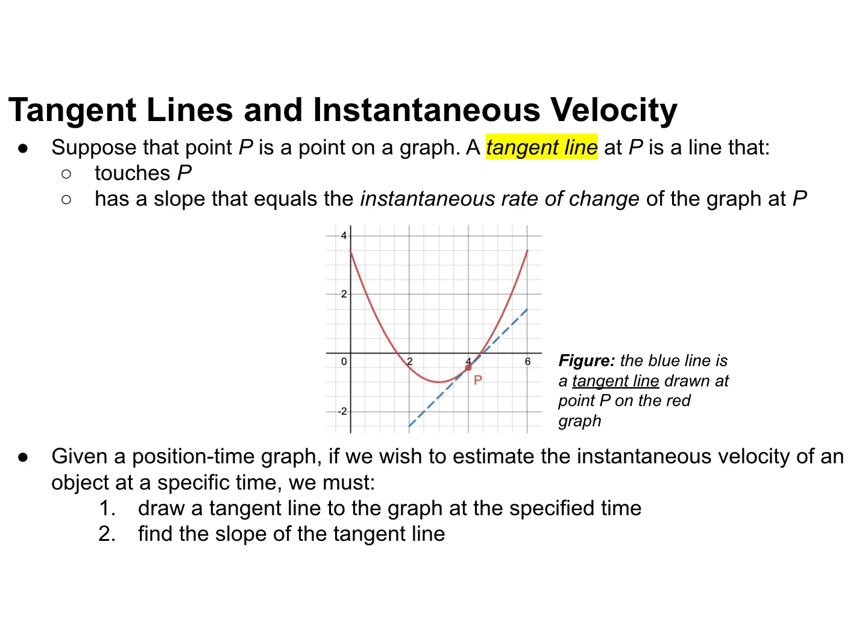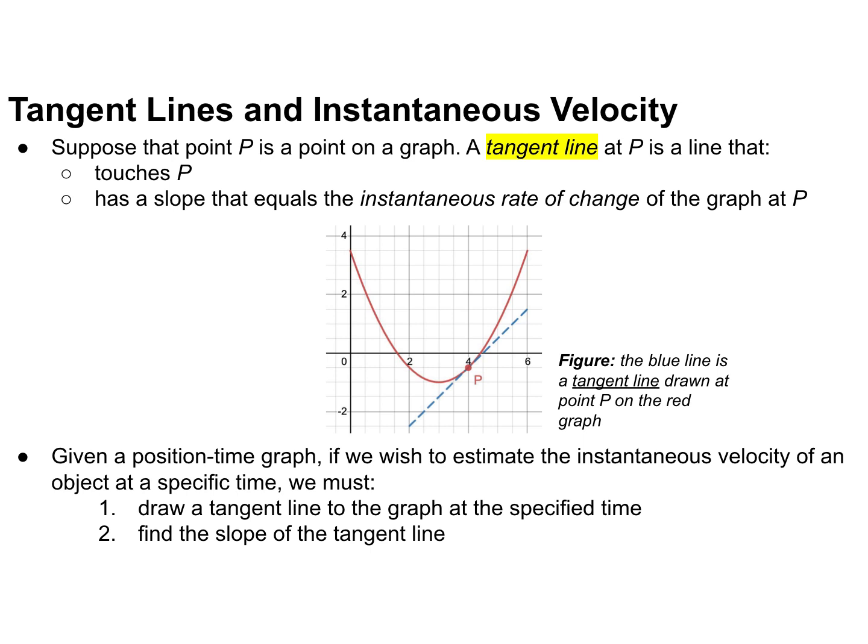Okay, so next, tangent lines and instantaneous velocity. First, the definition of a tangent line. It's a math word. Suppose that point P is a point on a graph. A tangent line at P is a line that touches the point P and has a slope that equals the instantaneous rate of change of the graph at P. So I drew one down below to try to show you what's meant by that. You pick any point P on a curve, and for that point, you can talk about the tangent line. So I drew a blue line that's supposed to be a tangent line.